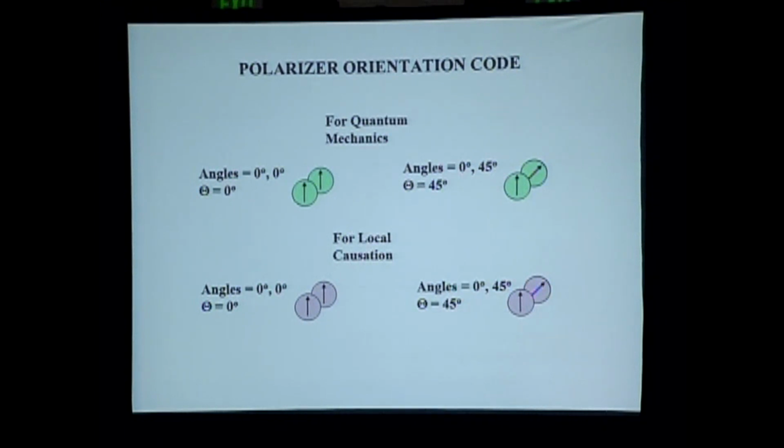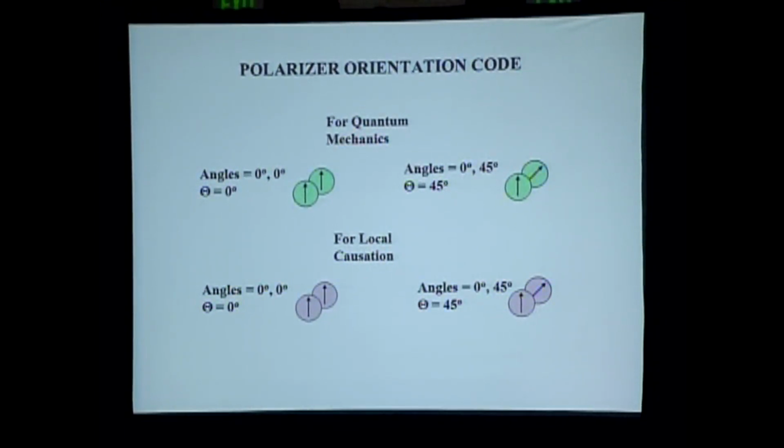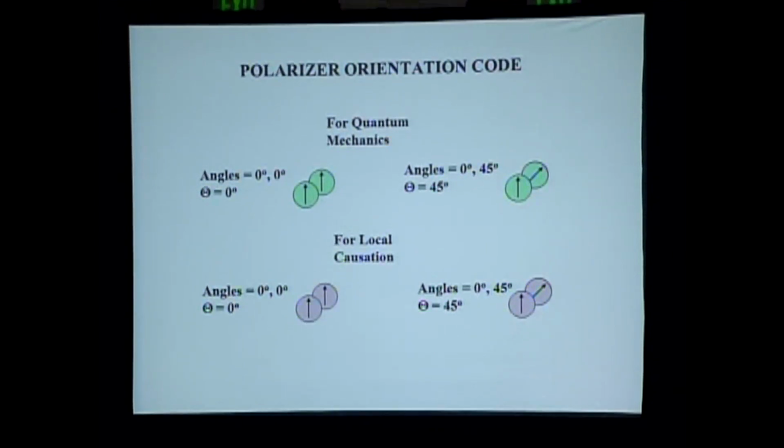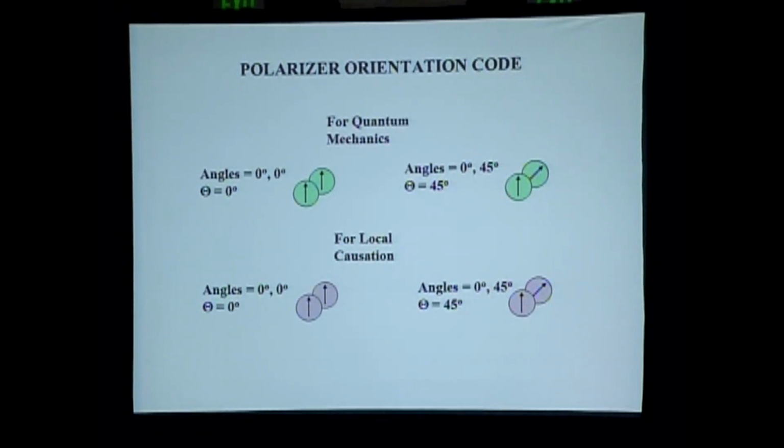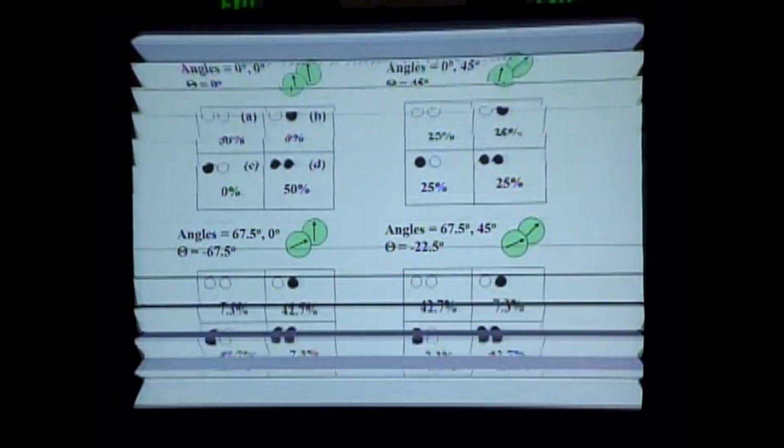These are the symbols that we will use to show the orientation of the polarizers. The arrows will show schematically what the orientations are. The angle theta is shown off to the left numerically. If the circles are shaded green, the results are due to quantum mechanics. If the circles are shaded pink, which looks almost purple here, it's due to local causality.